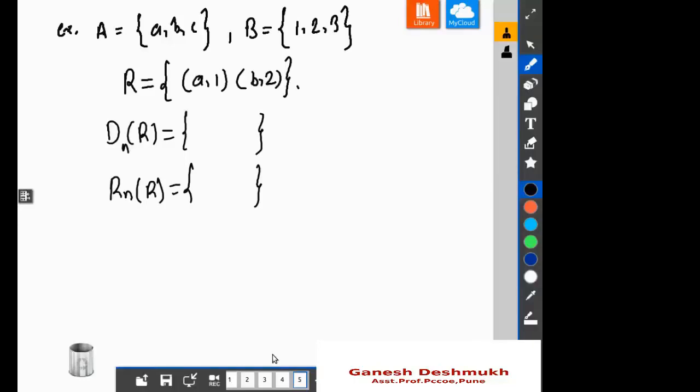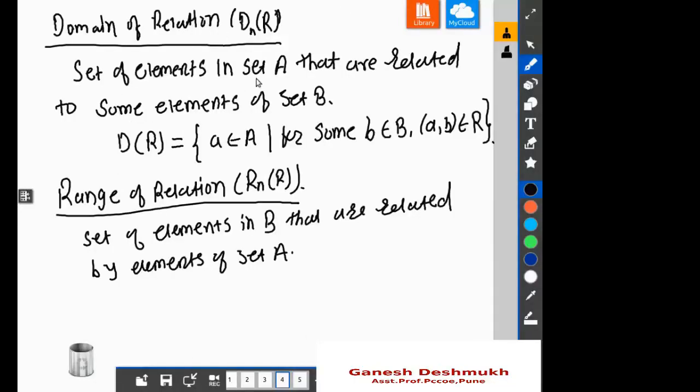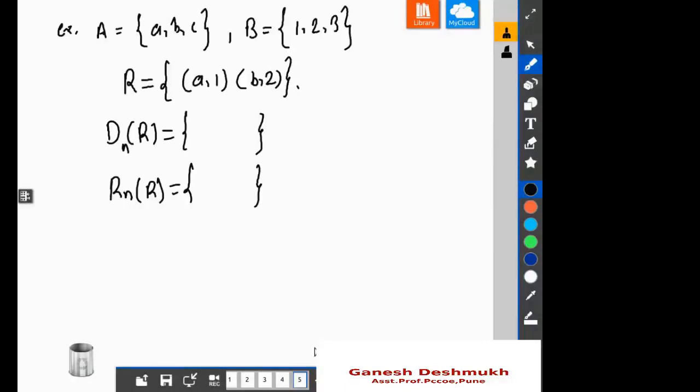So what is the domain of a relation? It's the elements of set A that are related to some elements of set B. The first element in the pair is the element of set A, and the second element in the pair is the element of set B. So a is related to 1, b is related to 2, and your domain says the set of elements of set A that are related to elements of set B. So a is the element of set A which is related to an element of set B, and b is also an element of set A which is related to an element of set B. So domain contains a and b.